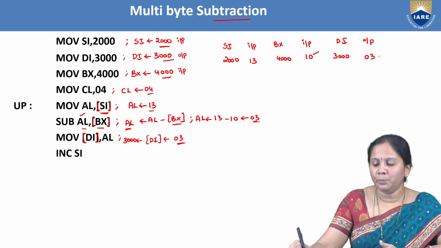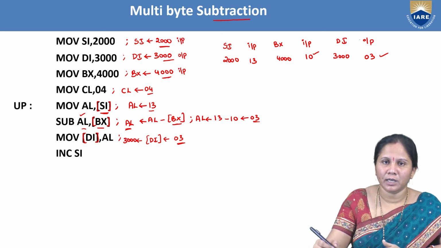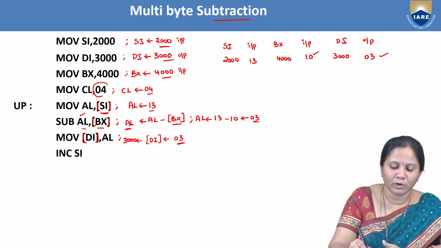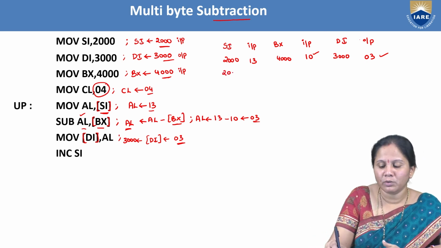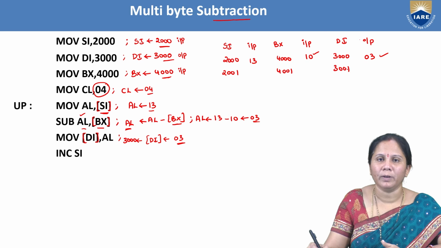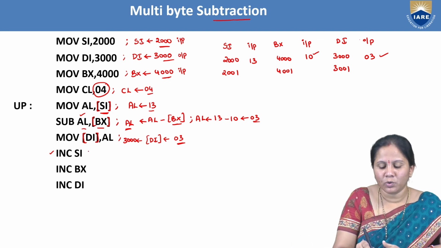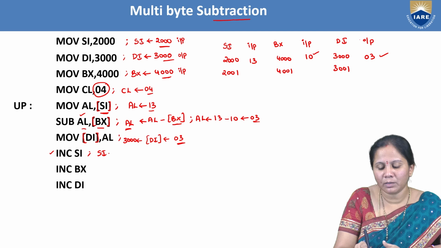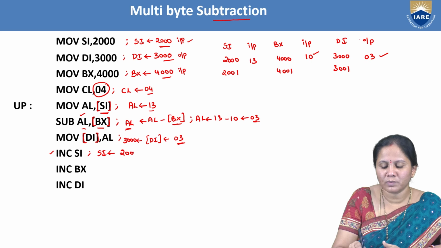And so one input subtraction operation is completed, and in order to take the next inputs, because here we have specified the number of inputs as 4. So in order to take the next input, you have to go for 2001 and here 4001 and 3001. So you have to use the instructions increment SI, increment BX and increment DI. So the value of SI will be incremented by 1. Previously it is 2000. Now it becomes 2001.